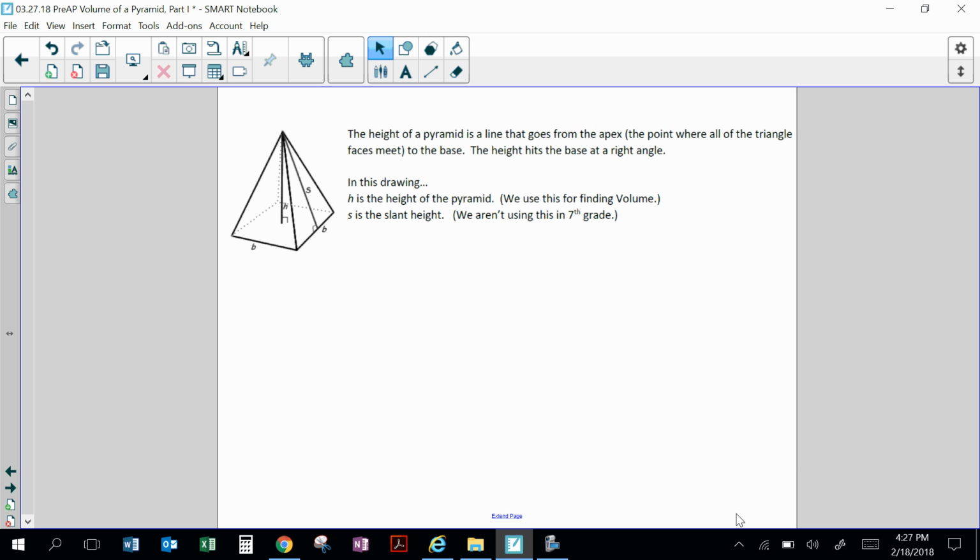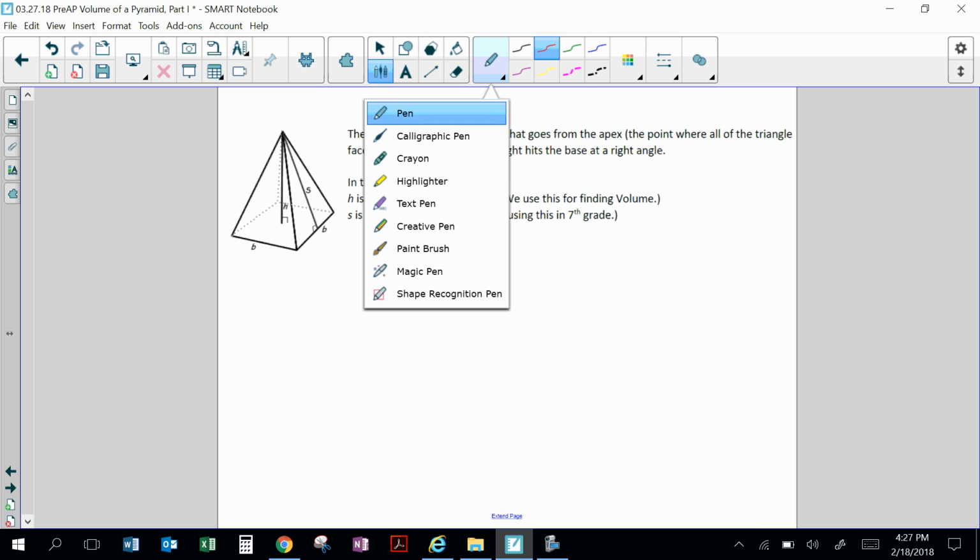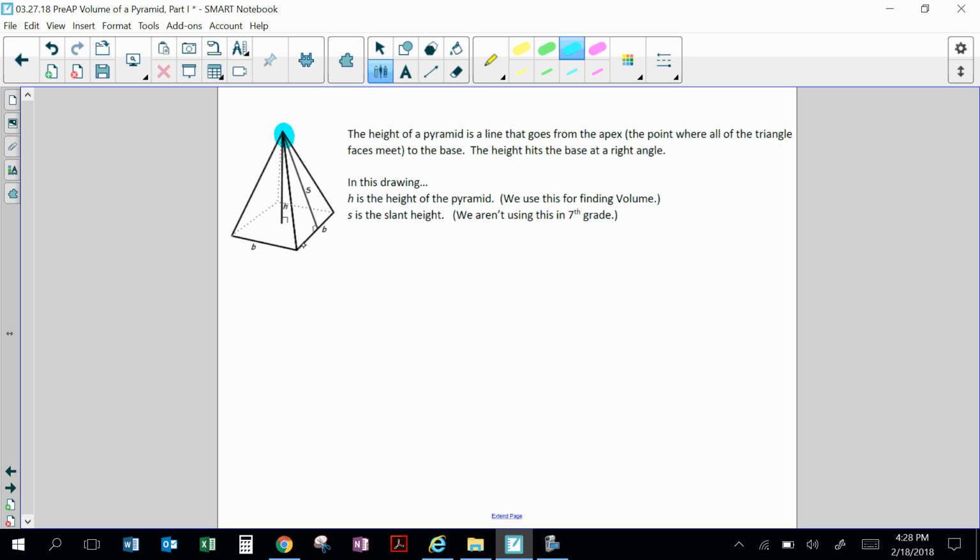So through that, in a pyramid, there is an apex. I said it earlier. It is right here, where all the edges converge up there. It is the point where all the triangle faces meet. The height hits the base at a right angle. So in here, we see the height right here. As you notice, when you measure your height, you are standing straight up. Do not stand at a slant. So S is the slant height. We do not work with that. You will be working with that in upper grade levels.